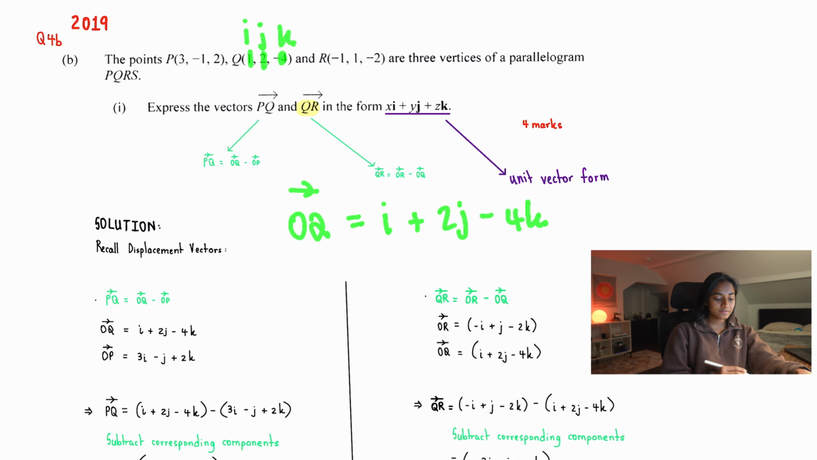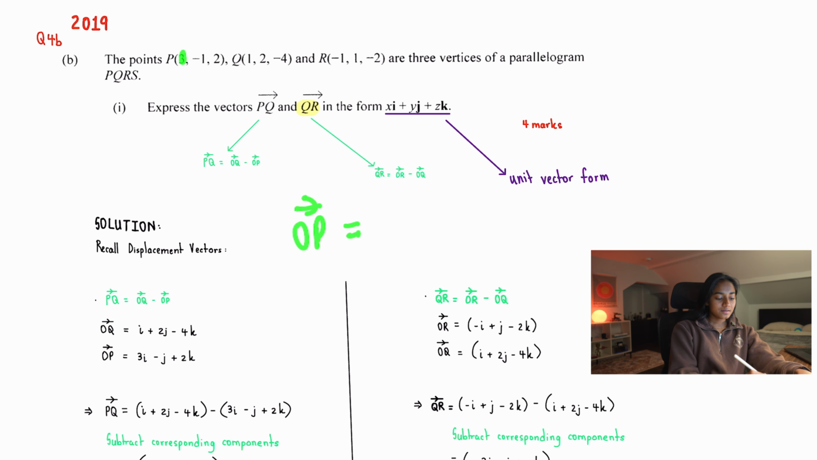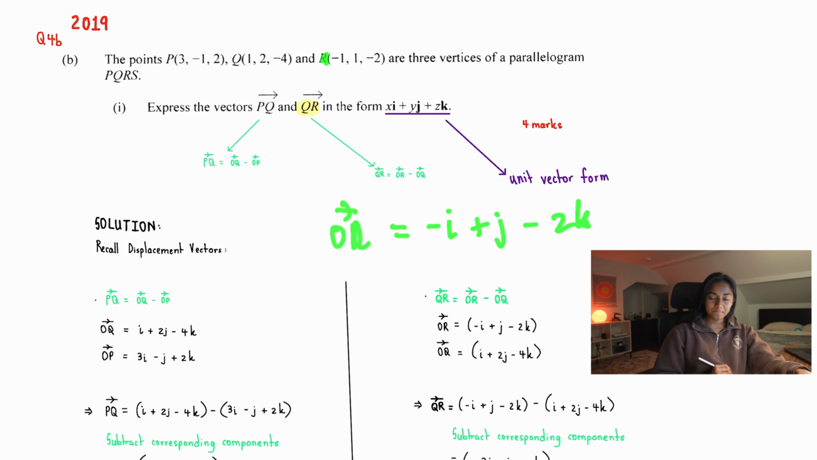Okay, let's do the same thing for P. We have OP, the position vector, would be, let's look at P, 3 minus 1, 2. So we'll get 3I minus J plus 2K, right? And finally, for R, we'll have OR to be equal to minus I plus J minus 2K, all right? So now we're going to use these three position vectors to find what they want, which is PQ and QR.